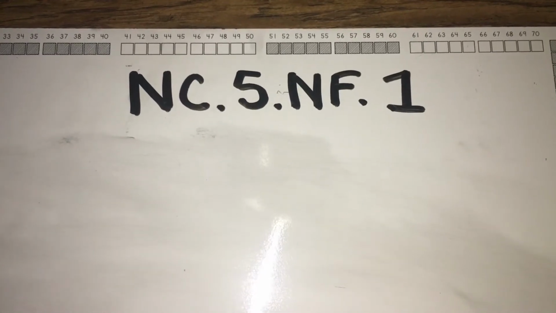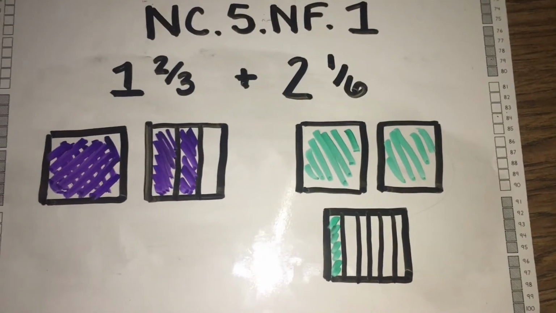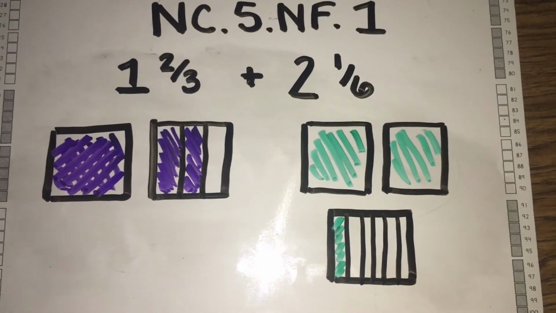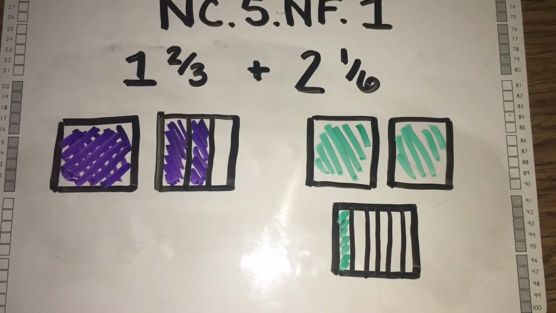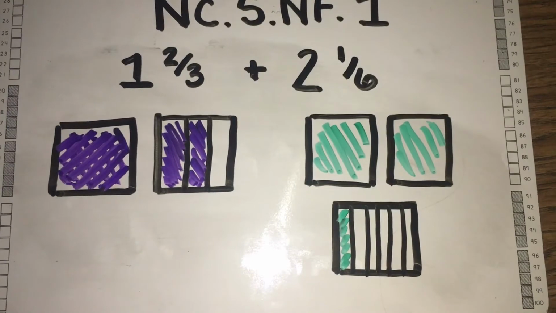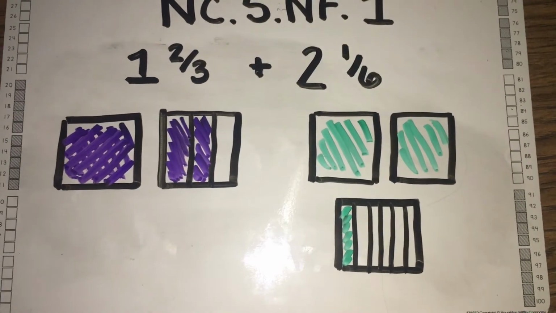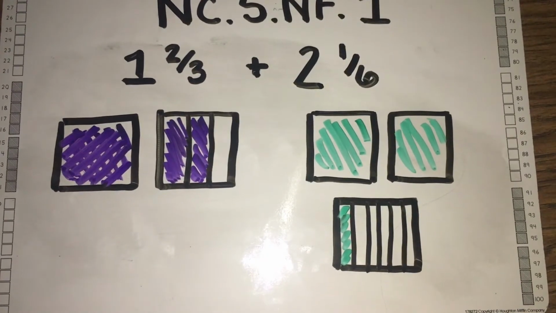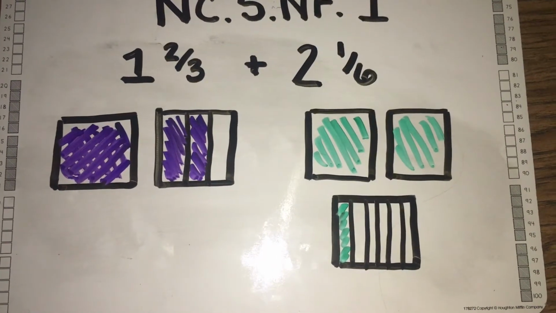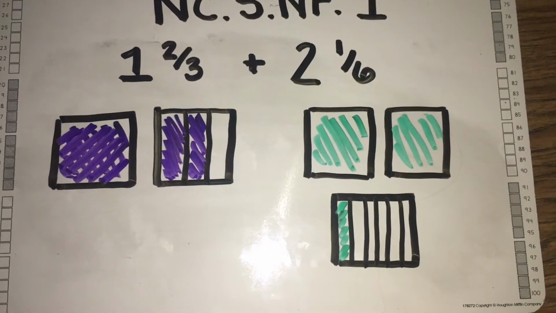For the first problem, 1 2/3 plus 2 1/6, we will begin by drawing mixed numbers. For the mixed number 1 2/3, the first whole is completely shaded in, and the second whole is subdivided into 3 parts, and then 2 of those parts are shaded in. For the mixed number 2 1/6, the first 2 wholes are shaded in, and the third whole is divided into 6 parts, and then 1 part is shaded in. Each fraction is represented in its own rectangular area model.